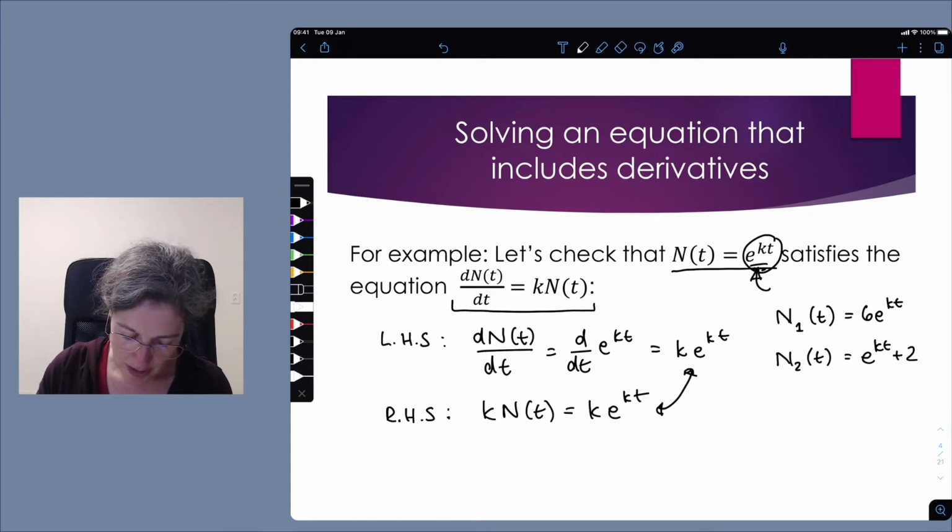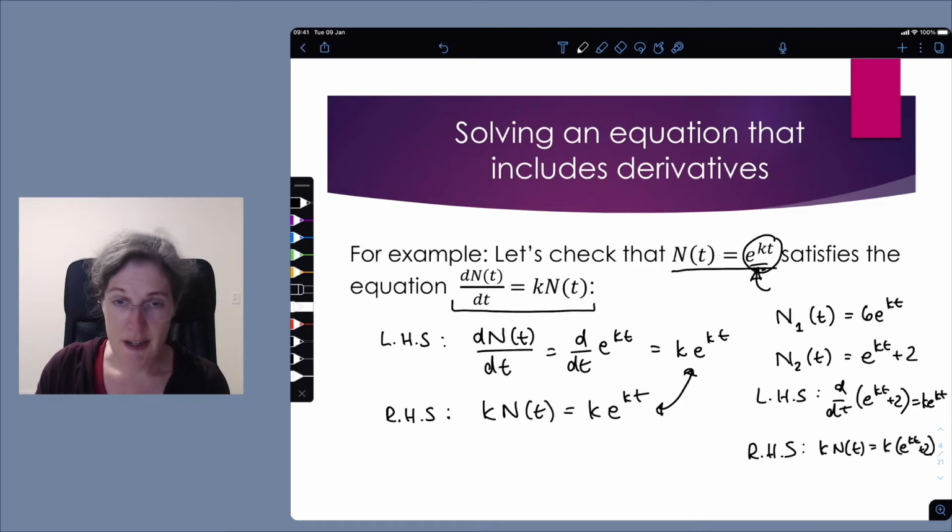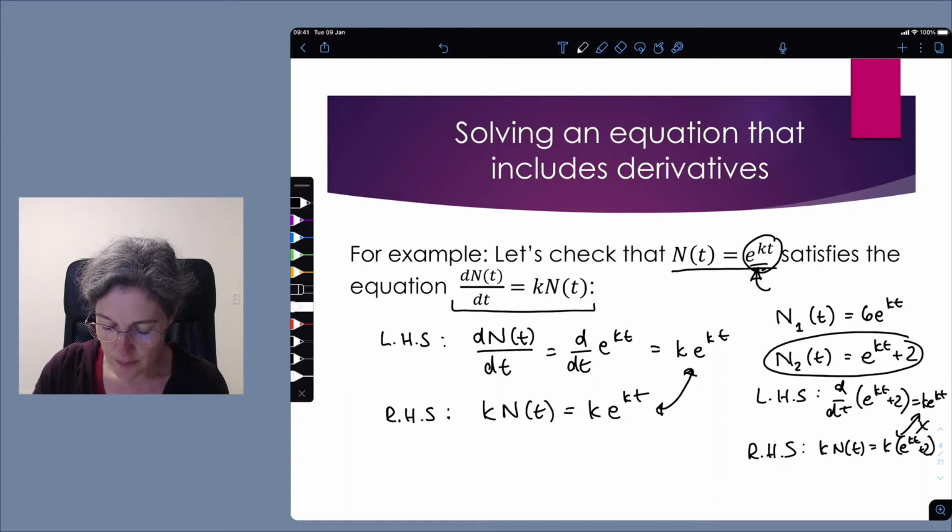Well, let's have a quick check. If we look at the left-hand side, we've got d by dt of e to the kt plus 2. If we take that derivative, that's going to be k e to the kt. And if we look at the right-hand side, then we've got k times n of t, which is equal to k times e to the kt plus 2. And now you'll see that there are some things that don't fit. So since our left-hand side and right-hand side don't match, this is not a solution.